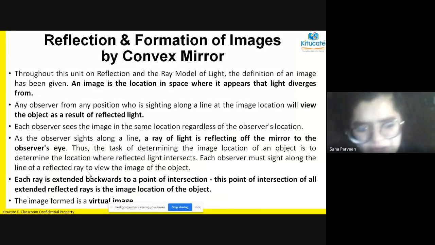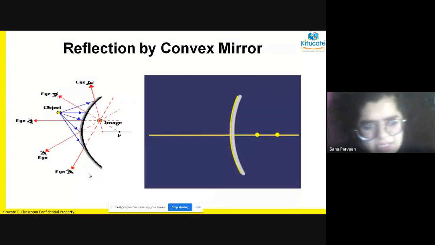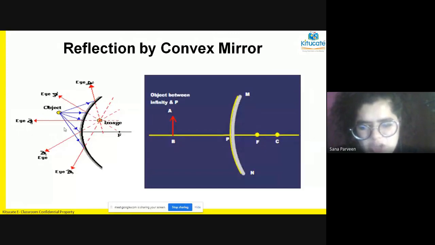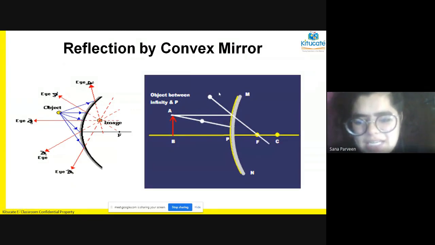This we've already discussed in concave mirror. It's one and the same thing. And we move to reflection by convex mirror. Okay. So here we've placed the object. Now this is the reflecting surface which is bulging out. Okay. And once the rays hit it, the rays are going to travel their own way.